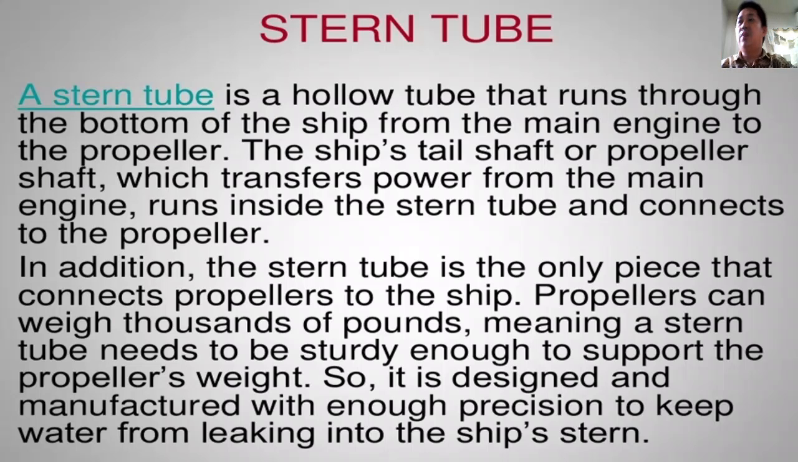So here we have the stern tube. A stern tube is a hollow tube that runs through the bottom of the ship from the main engine to the propeller. The ship's tail shaft or propeller shaft, which transfers power from the main engine, runs inside the stern tube and connects to the propeller.